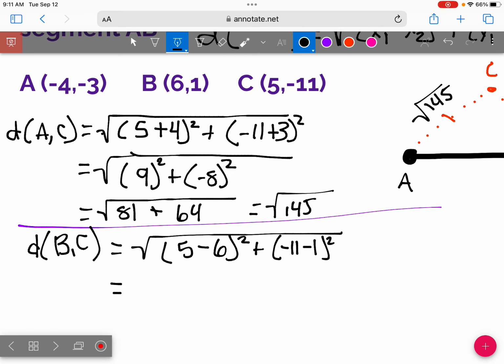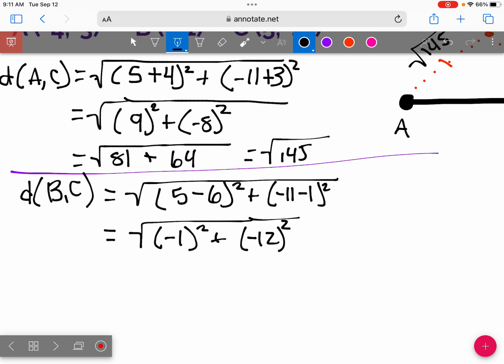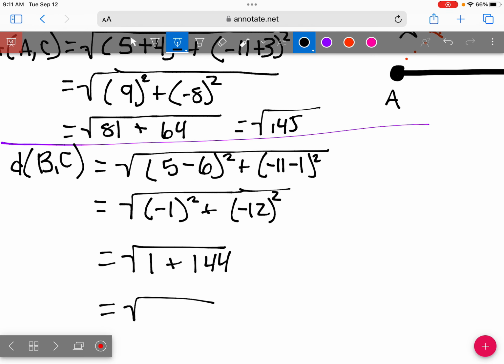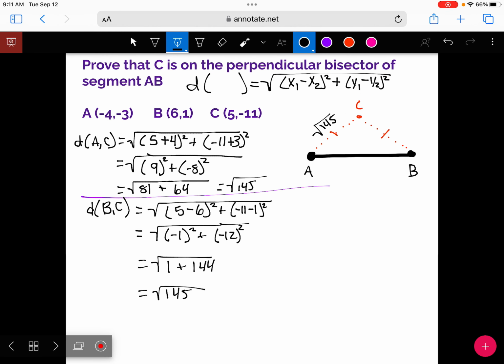Simplify each of the pieces. Square root, 5 minus 6 gives us negative 1 squared. Negative 11 minus 1 gives us negative 12 squared. What is negative 1 squared? 1. What is 12 squared? 144. So what is 1 plus 144? 145. Square root of 145 is the distance between B and C.